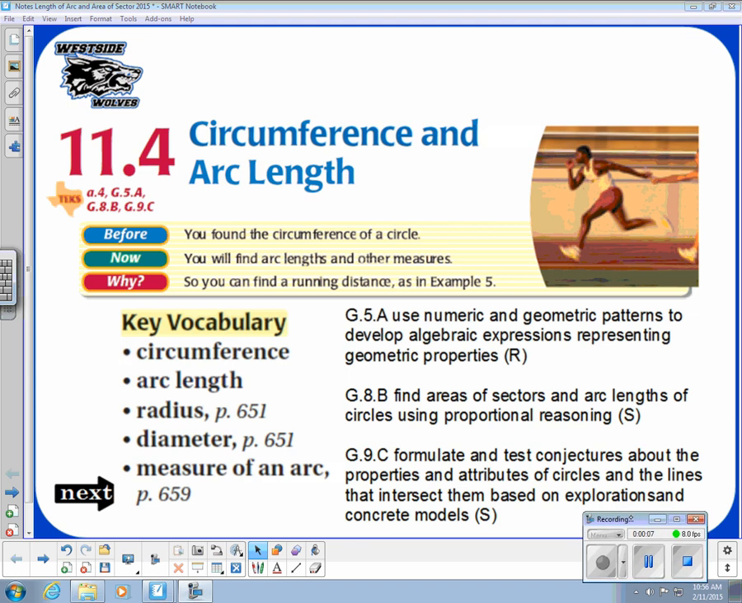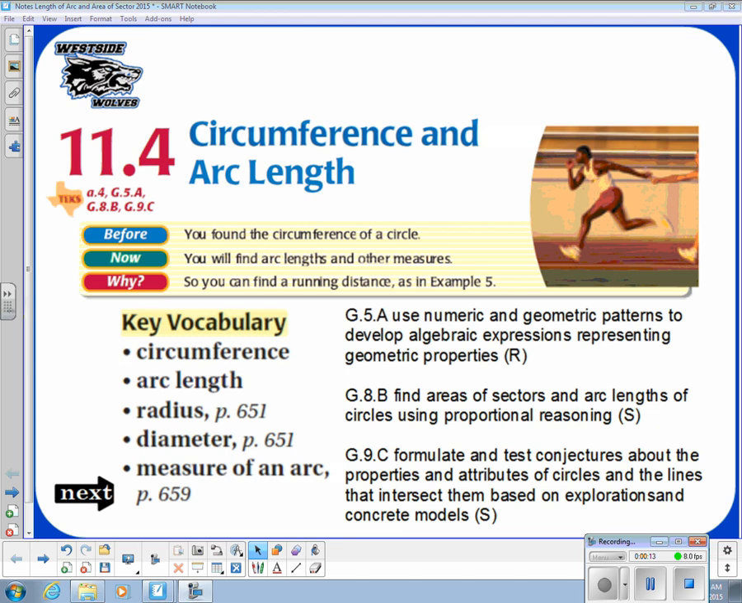Today we're going to learn about the arc length of a circle and the area of a sector. These are new topics in Geometry Pre-AP, so take good notes here. It'll probably really help you.